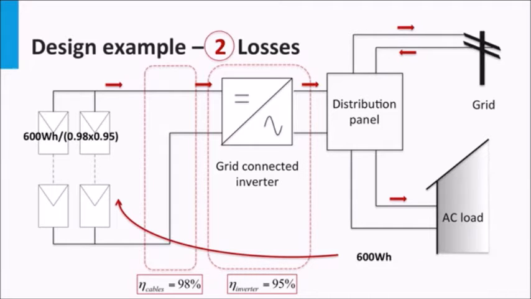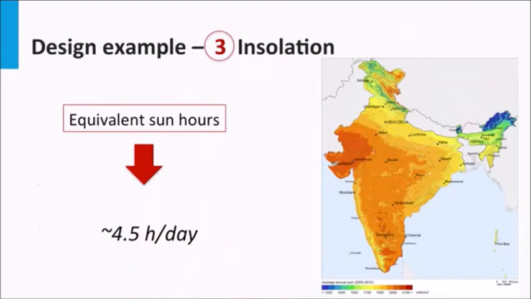Given the system component efficiency, we can then calculate the equivalent energy required from the PV panels as shown. This is basically nothing but the transposition of the energy before all these losses occur. Therefore, the total energy requirement for the PV array is 644.5 watt-hours. Next, we consider the irradiance. Going by the same example as in the standalone system case, a location in India is considered with an average of 4.5 equivalent sun hours.